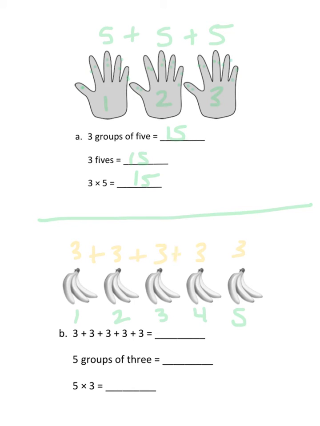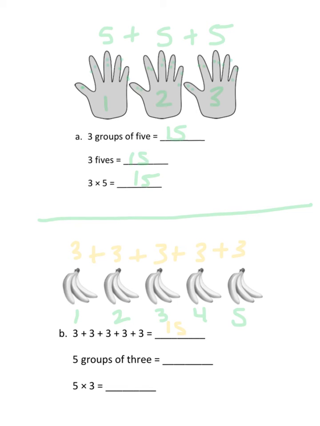And in our first problem, you see it looks kind of like this. 3 plus 3 plus 3 plus 3 plus 3. 3, 6, 9, 12, 15. So all of these groups added up together equal 15.